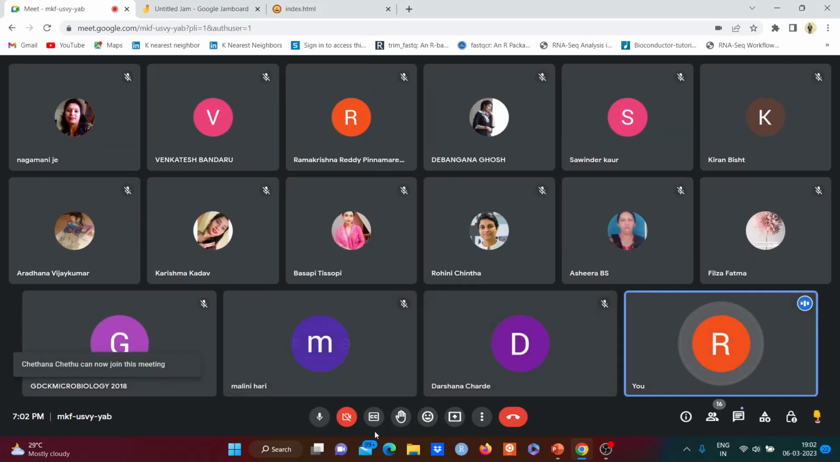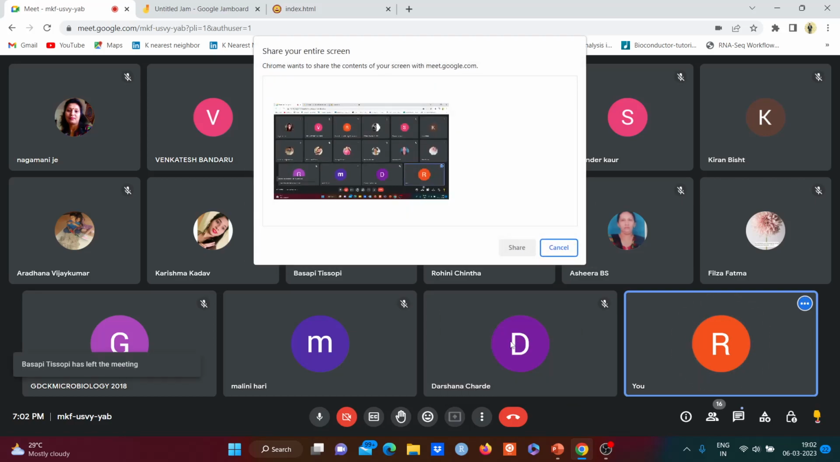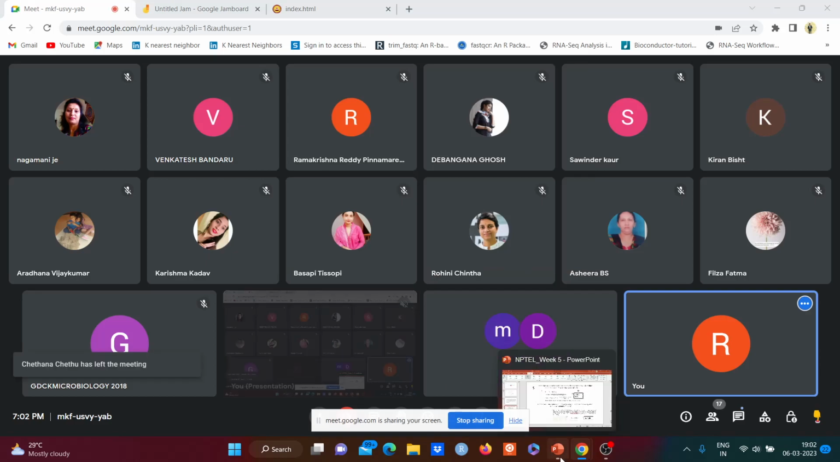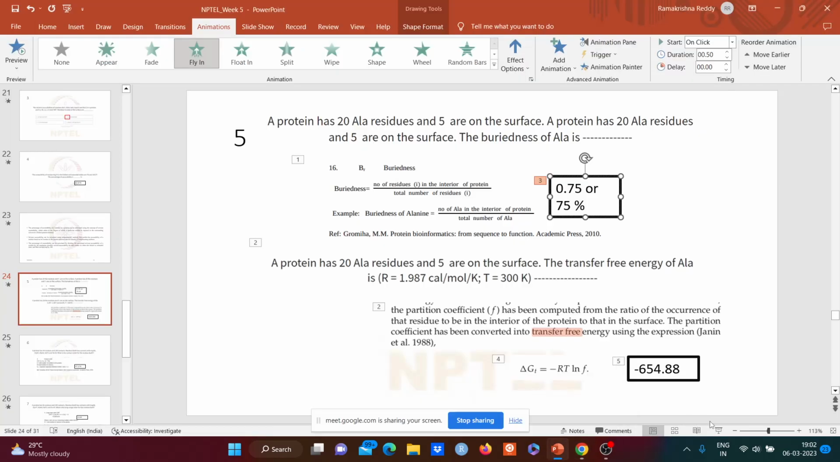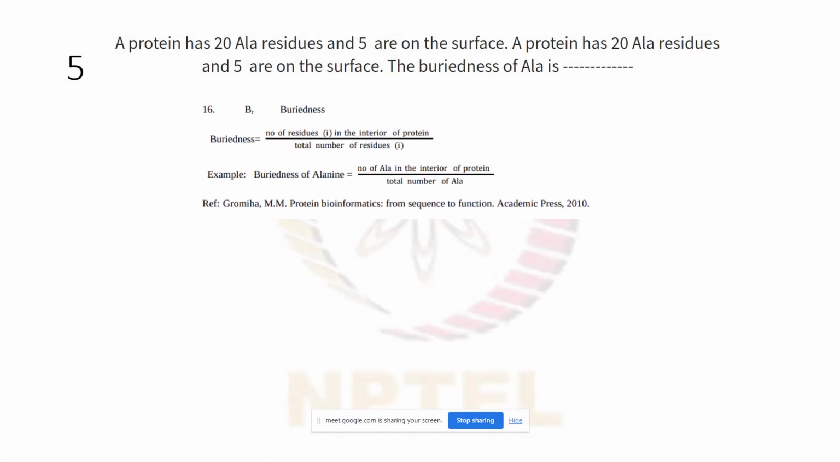I hope this is clear. Any doubts on this? They can ask now. I can re-explain. So this is the formula. The buriedness is given by the number of residues of type i in the interior of the protein divided by the total number of residues of type i. For example, the buriedness of alanine, which is the question, is the number of alanines in the interior of the protein divided by the total number of alanines in the protein.